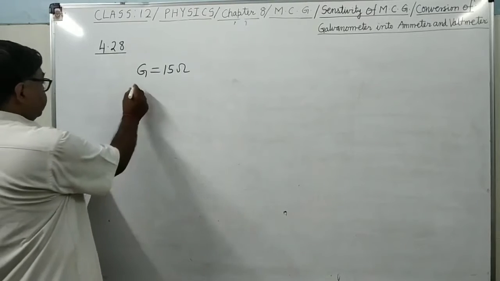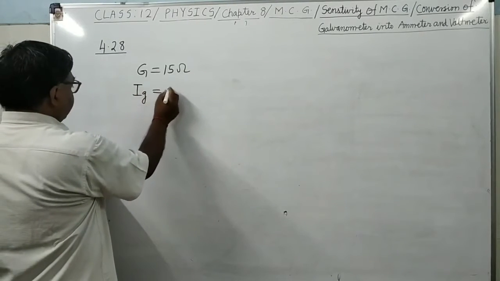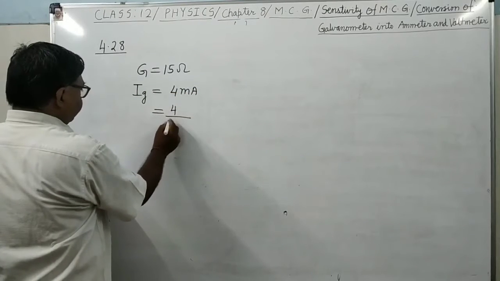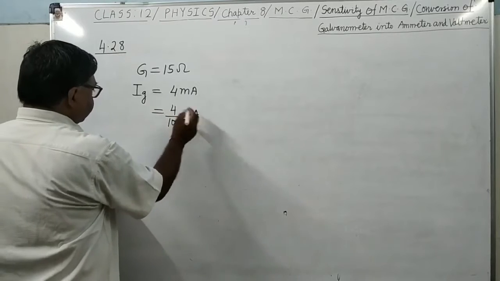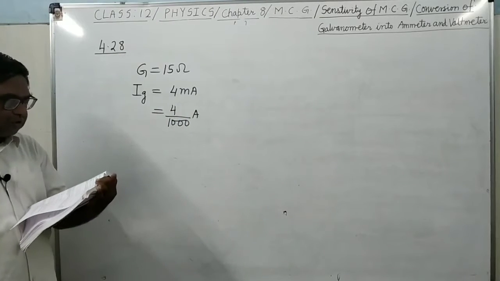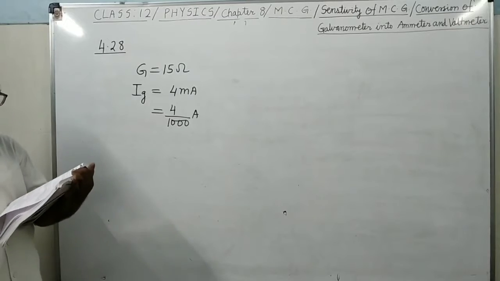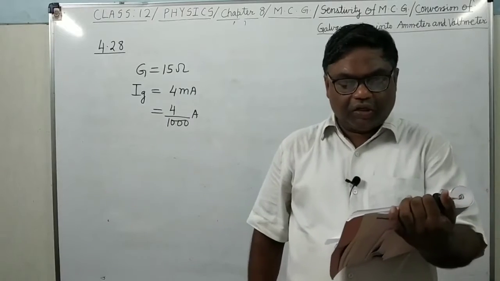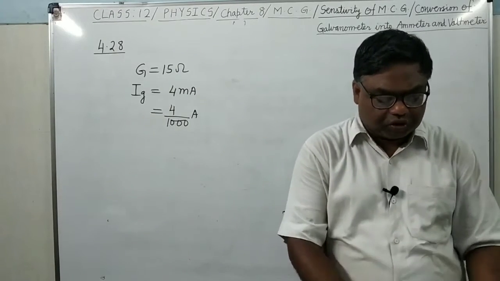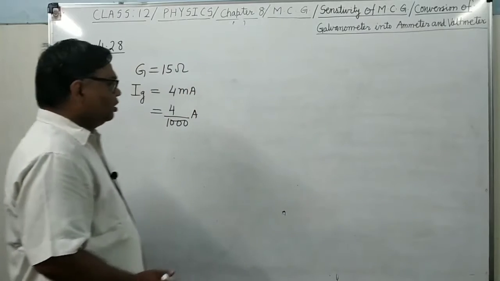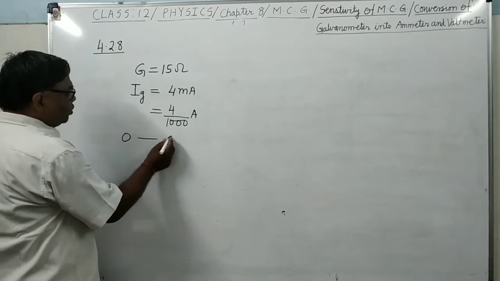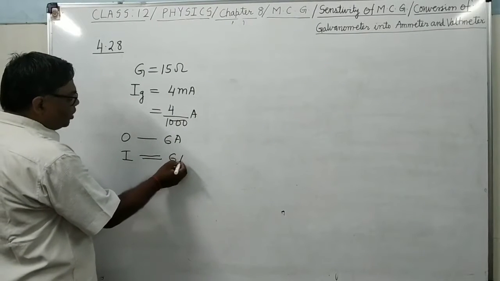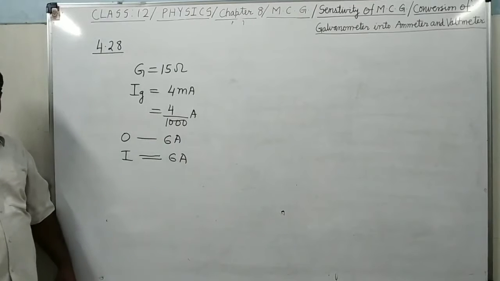Means what will be the Ig? As we know, Ig is the full scale deflection current for which the galvanometer is showing full deflection. It can be written in ampere as 4/1000 ampere. How will you convert the galvanometer into an ammeter of range 0 to 6 ampere? You have to convert it into a range of 0 to 6 ampere, means I is equal to 6 ampere.